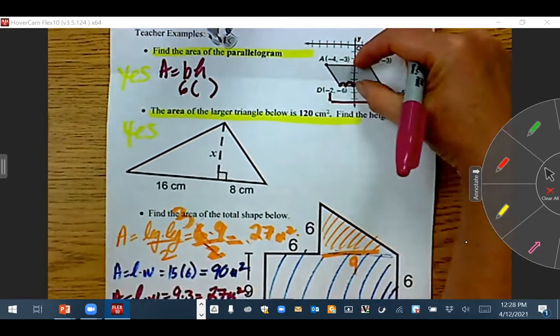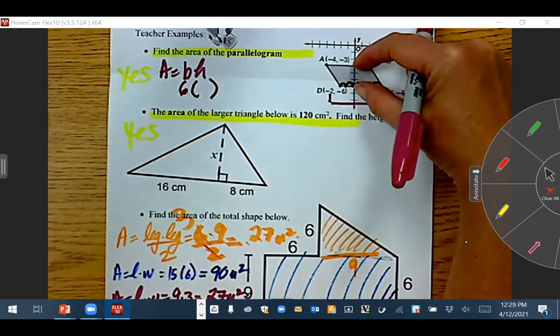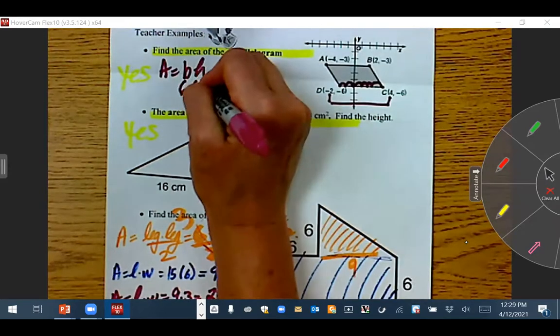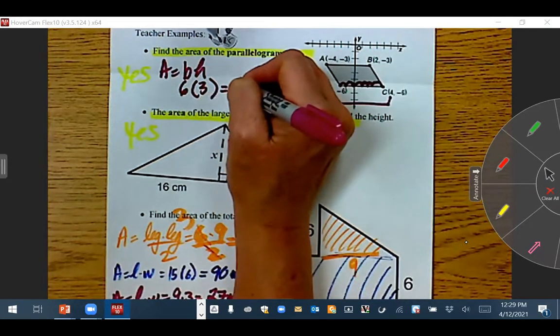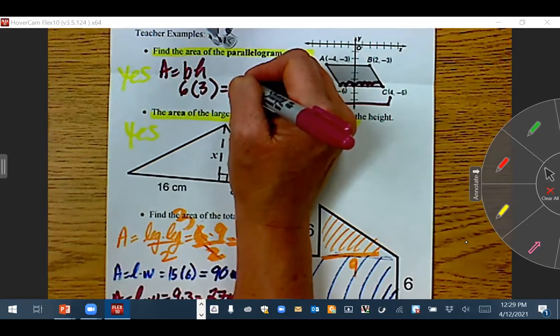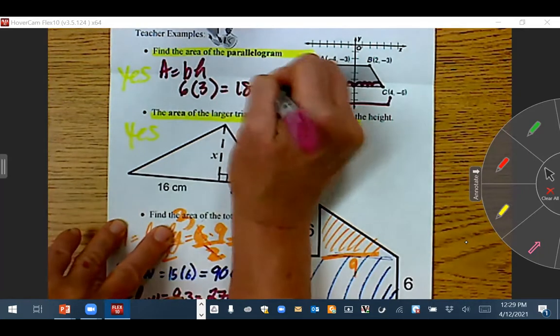Your height is straight up and down. Look at my finger. Yes, ma'am. And your answer? Try it again. Come on, one time. 3 times 6. Good. 18, and then units squared. Ta-da!